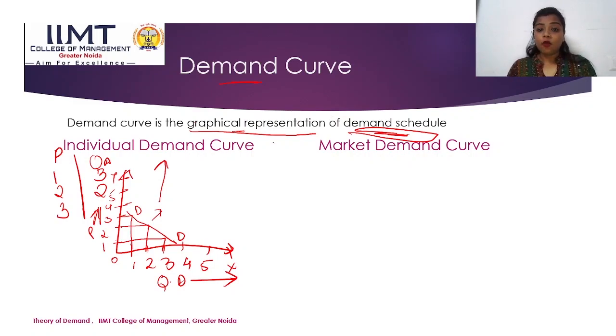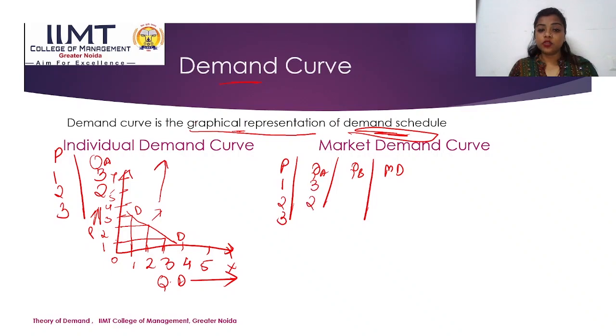Now, talking about the market demand curve, we'll have price, quantity demanded of A, quantity demanded of B and the market demand. So at price 1, 2 and 3, the quantity demanded of consumer A is 3, 2 and 1. Of consumer B, it is 4, 3 and 2. And when we talk about the market demand, it is 3 plus 4 equal to 7, 2 plus 3 is equal to 5, 1 plus 2 is equal to 3.